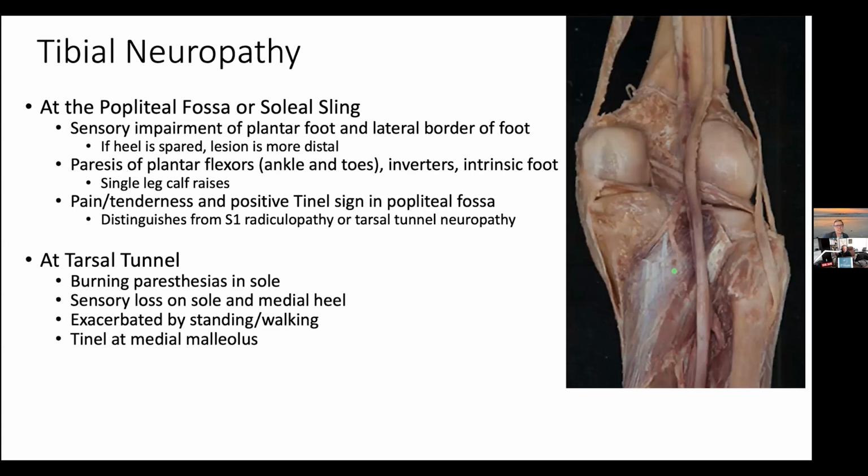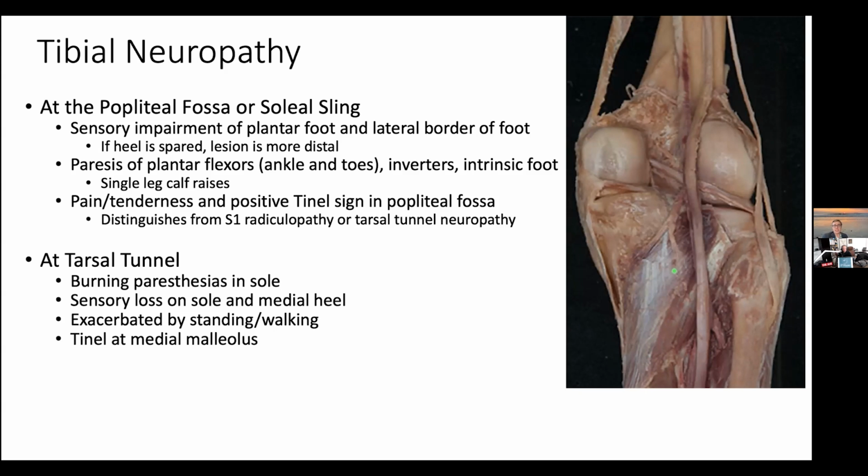If we turn to the tibial nerve, as you're very aware, tibial neuropathies commonly occur in either the popliteal fossa, the soleal sling, or the tarsal tunnel. And the most common presenting symptoms are going to be pain and changes in sensation on the plantar foot. So I think the place to start there is to use a Tinel test at the popliteal fossa and the medial malleolus. Obviously, if the entrapment's in the tarsal tunnel, the Tinel's will be negative in the popliteal fossa. If it's positive in the fossa, entrapment's more proximal, right?